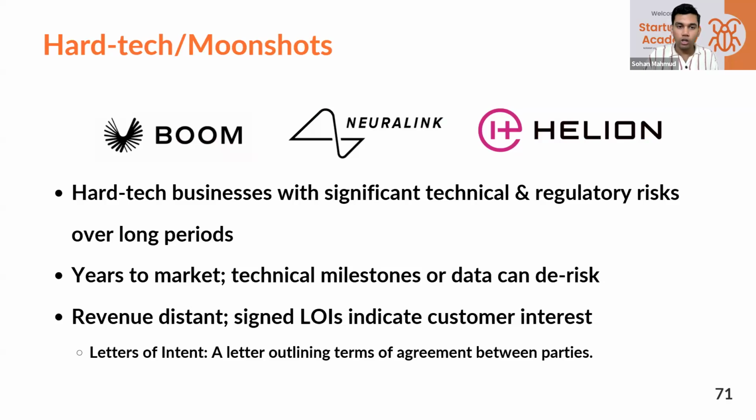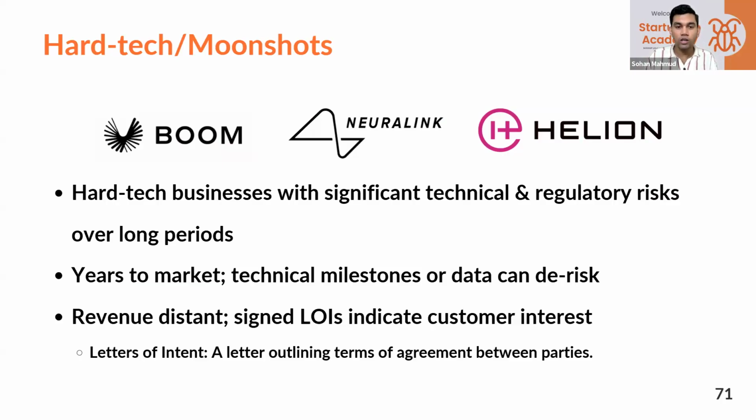Then there's hard tech and moonshots. If you're trying to go into robots, or I think in our cohort, there's one who's also doing real estate drones, where you need to build one, which is hard tech. Hard tech businesses with significant technical and regulatory risks over a long period are moonshots or hard tech.